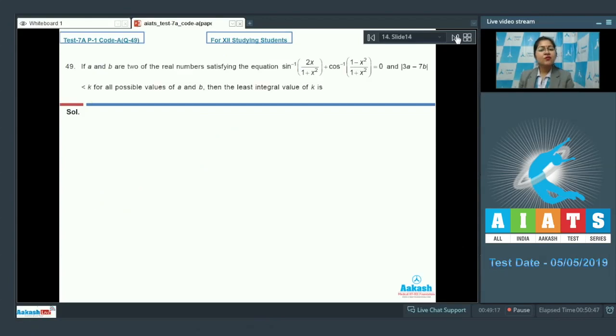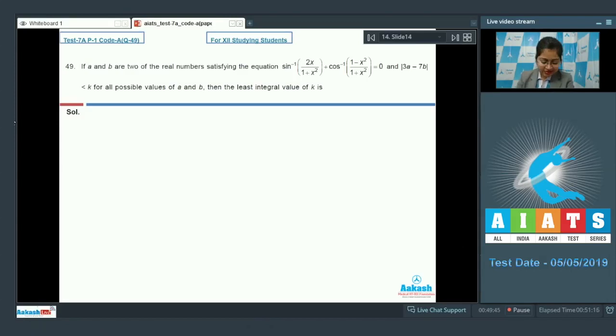Next is question number 49, which says that if a and b are two of the real numbers satisfying the equation sin inverse of 2x upon 1 plus x square plus cos inverse of 1 minus x square upon 1 plus x square equal to 0, and mod of 3a minus 7b is less than k for all possible values of a and b, then the least integral value of k is what we have to find.